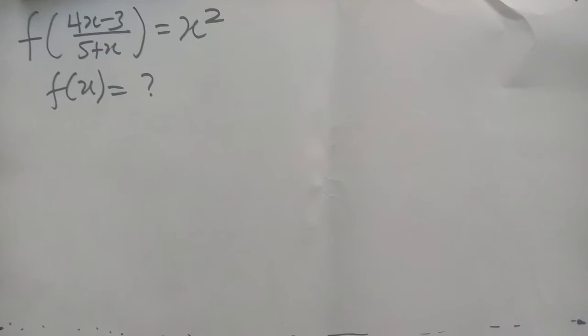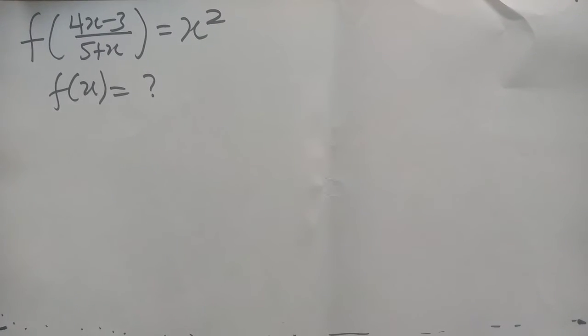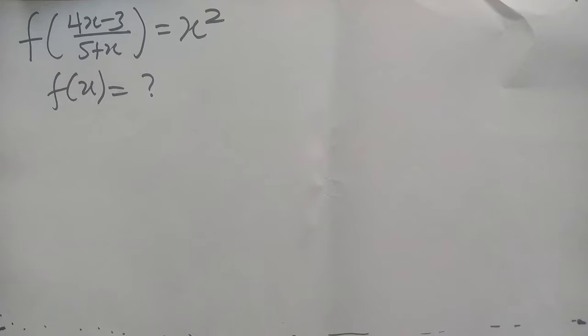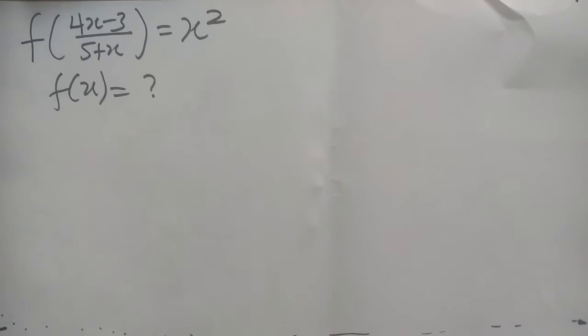Hello everyone. In this video we have a functional equation. We are given f of (4x minus 3) divided by (5 plus x) being equal to x squared, and the question asks what is f of x equal to. So now let's look at how to solve this question.